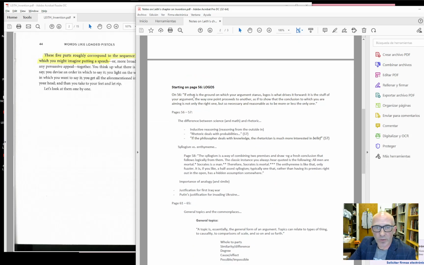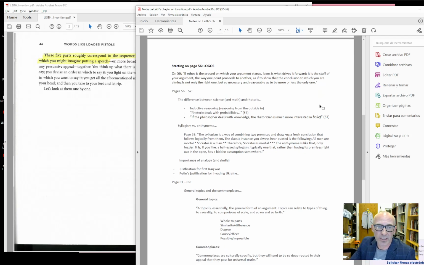If ethos is the ground on which your argument stands, logos is what drives it forward. It is the stuff of your argument, the way one point proceeds to another, as if to show that the conclusion to which you're aiming is not only the right one, but so necessary and reasonable as to be more or less the only one. Okay, so let's get into what that means.